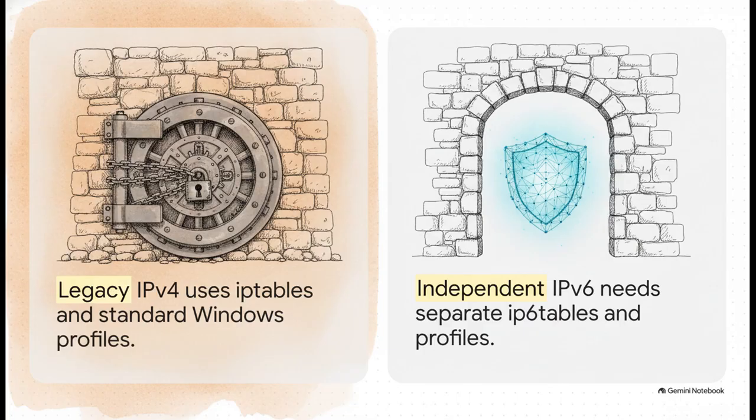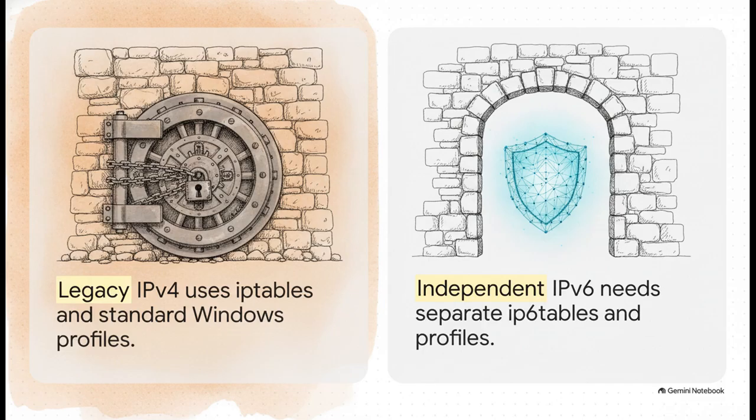Look, there is a massive foundational paradigm shift you have to make right now. You absolutely cannot assume that your legacy IPv4 firewall rules are just going to neatly map over to your IPv6 environment. It doesn't work like that. In the IPv4 days, you might spend weeks perfectly tuning your iptables or Windows profiles. But IPv6 demands a totally independent auditing mindset. We are talking strictly separate ip6tables on Linux and completely distinct Windows firewall IPv6 profiles.